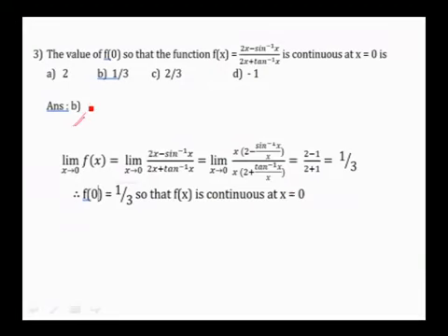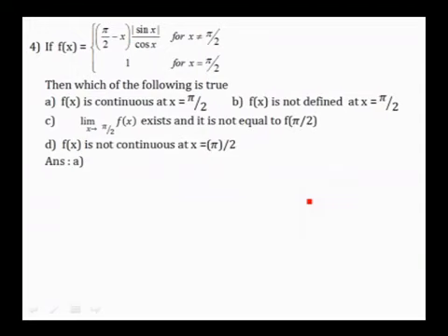Then only we say f(x) is continuous, because the limit of f(x) as x tends to 0 must be equal to f(0). So f(0) must be 1 by 3. Option is B. So this fourth problem is a very interesting problem.